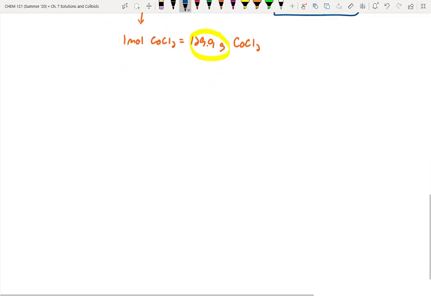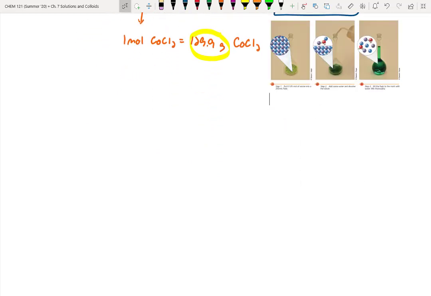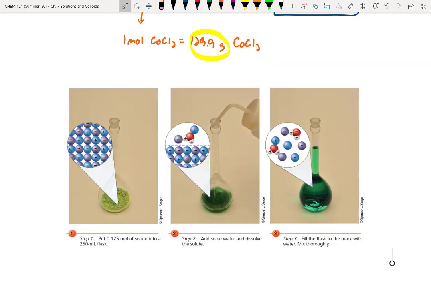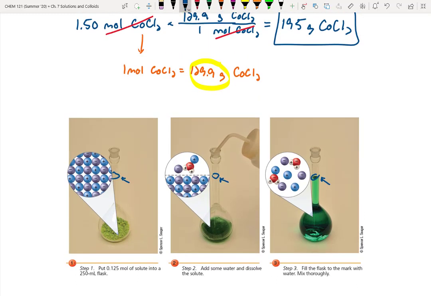So let's show you how you would do this in a lab. And here's what we typically do in a lab setting, right? So what you have are these things called volumetric flasks. And it's really hard to see here, but there's a line right there. And this is an exact measurement. So very precise. These are highly calibrated to make sure that it's an exact volume when you fill up liquid to that mark. So what we would do first, I would just ignore all of this down here, is we would add our 195 grams of cobalt II chloride, and then we would fill to the line with water.